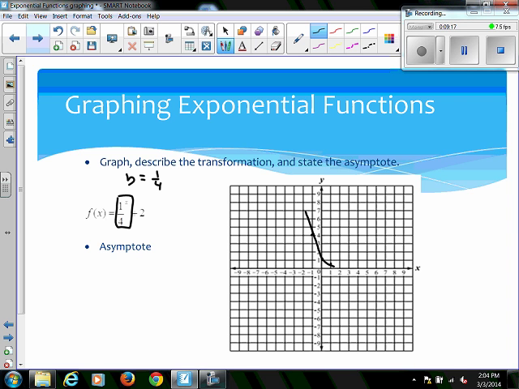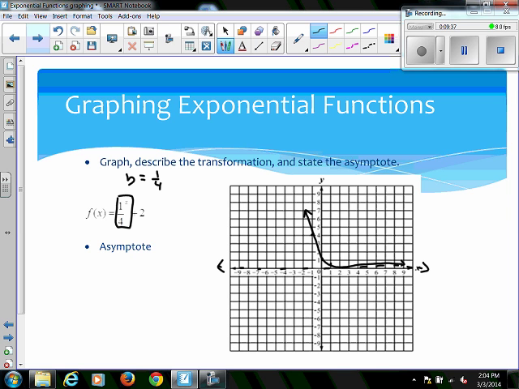1/4 is smaller than 1/3. Notice as the smaller number I get, the steeper my decay gets. I still have no vertical shift yet, so my asymptote is y equals 0.